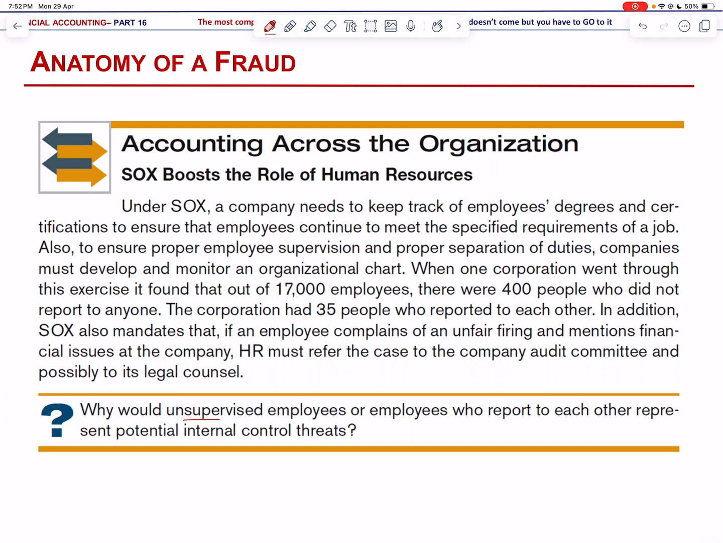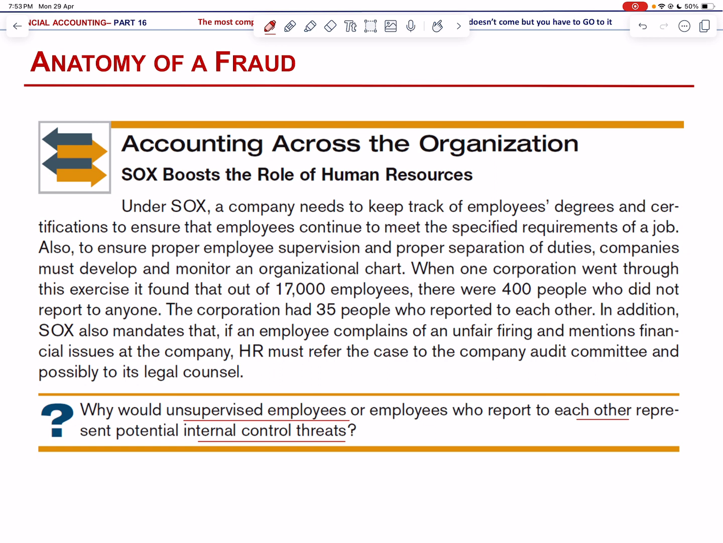Why would unsupervised employees or employees who report to each other represent potential internal control threats? Now, unsupervised employees or those reporting to each other can create internal control risks like collusion. Without supervision, employees might team up to commit fraud, making it easier to hide.